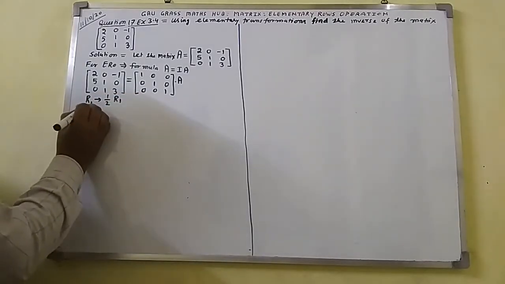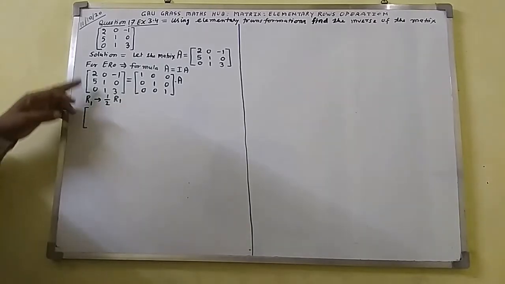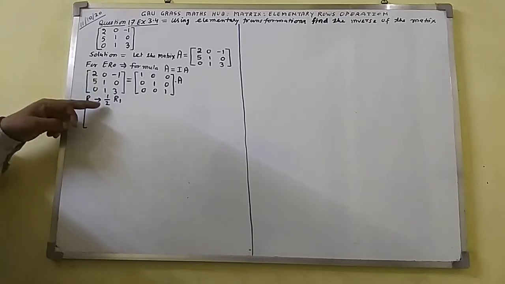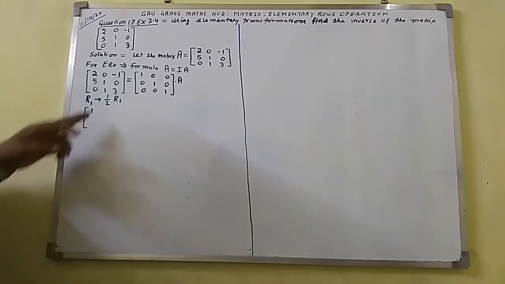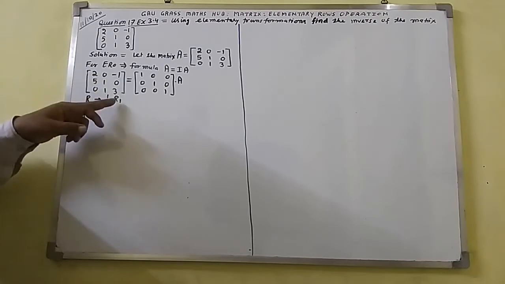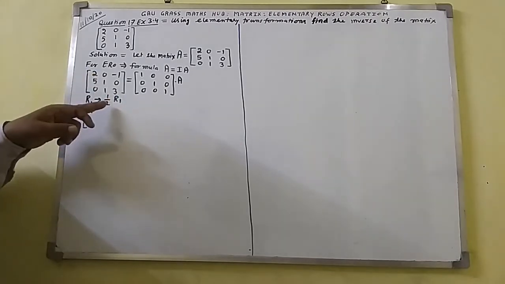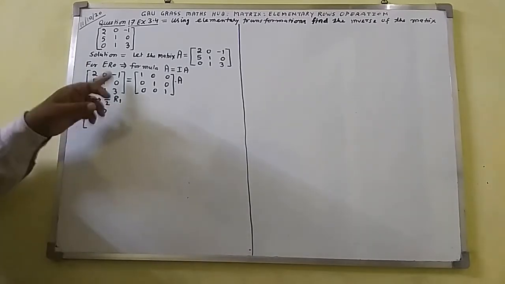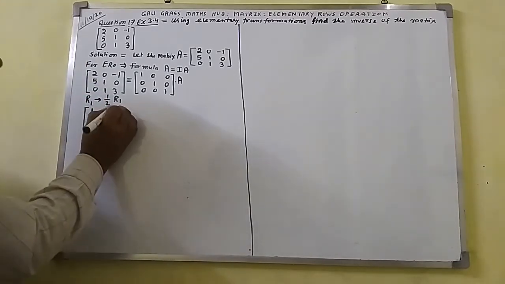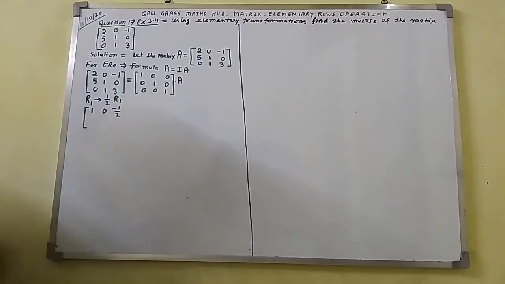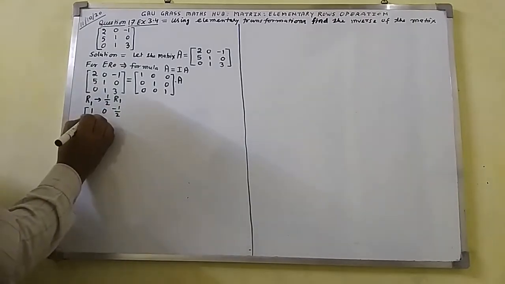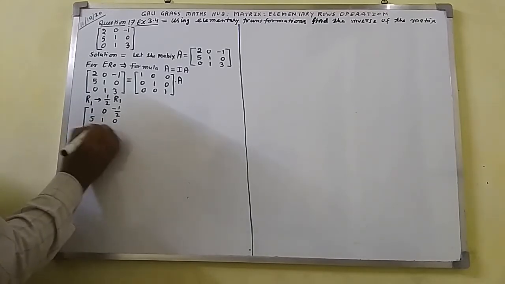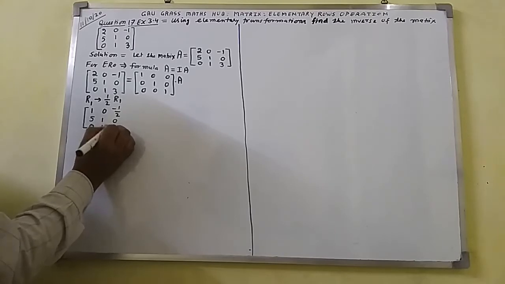So by using this property it will become R1 goes to 1 over 2 R1. In place of R1 write here 2, so 2 over 2 comes out to 1. Here 0, and 0 over 2 comes out to 0. In place of R1 write here minus 1, so it will come out to minus 1 over 2. The elements of second row will be written as it is, 5, 1, 0. The elements of third row will be written 0, 1, 3.